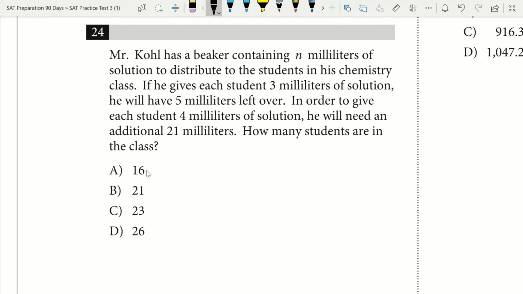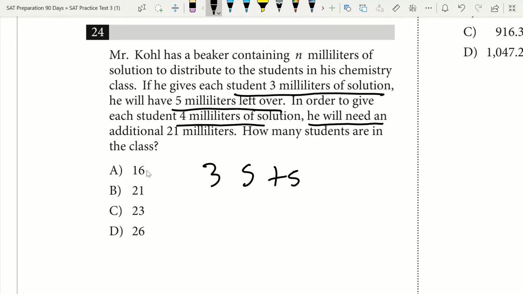Mr. Cole has a beaker containing n milliliters of solution to distribute to the students in his chemistry class. If he gives each student 3 milliliters of solution, he will have 5 milliliters left over. In order to give each student 4 milliliters of solution, he will need an additional 21 milliliters. How many students are in the class?